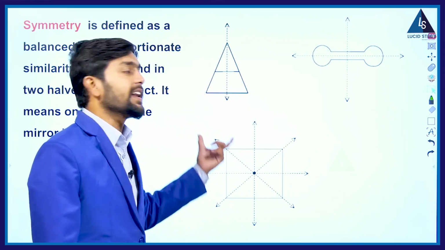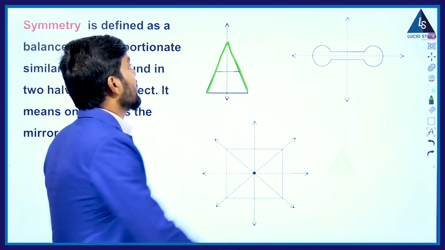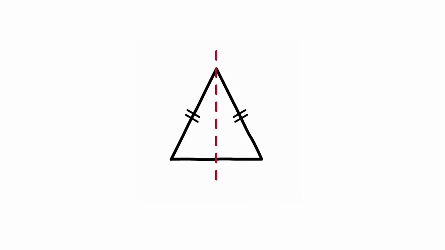Here we are having a letter A. Here we are taking exactly the middle. If we keep a mirror here, then it looks like A. Exactly the same.